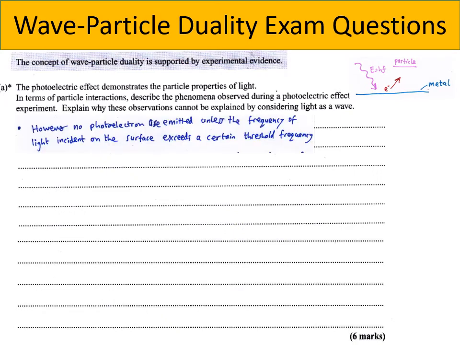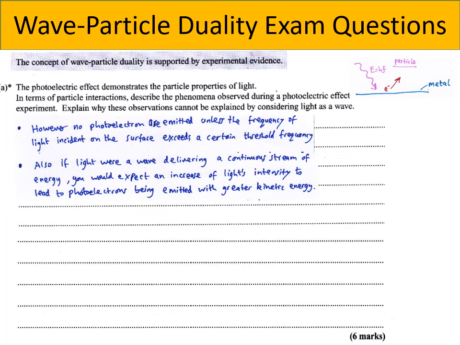However, no photoelectrons are emitted unless the frequency of light incident on the surface exceeds a certain threshold frequency, and that is regardless of the intensity and length of time of the light shining on the plate.